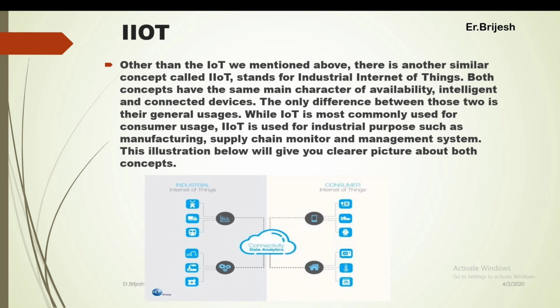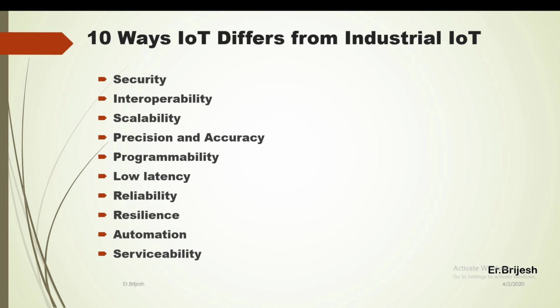So, 10 ways IoT differs from industrial IoT. The first point is security. Second is interoperability. Third, scalability. Fourth, precision and accuracy. Fifth, programmability. Sixth, low latency. Seventh, reliability. Eighth, reliance. And ninth, automation. Tenth, serviceability. So now I will explain in depth how it differs on each of these.